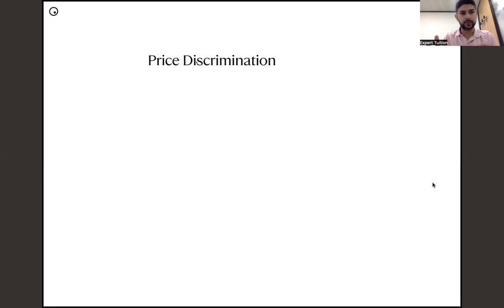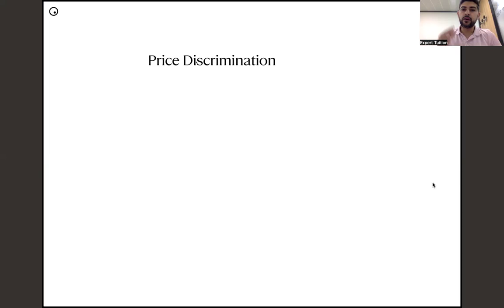So let's begin with an example. So let's say that you and I were to go to the cinema and we're watching the exact same movie. Would I get charged the same price that you get charged for a cinema ticket? Well, the answer is no, because I would be charged the adult fee, you would be charged the student or teen fee. In other words, there's a difference in price, despite the fact that we are watching the same exact movie. That is price discrimination.